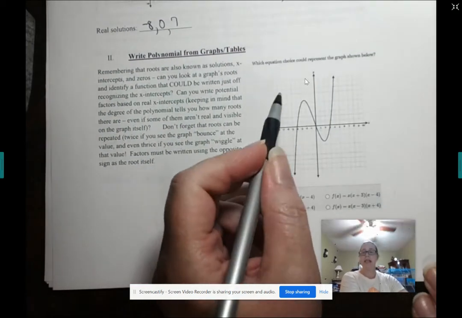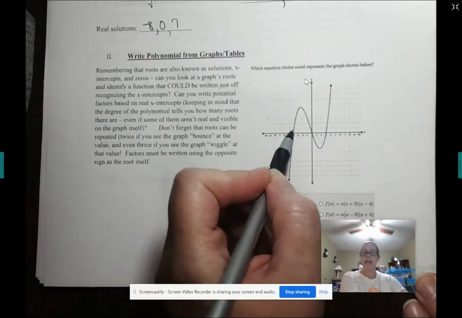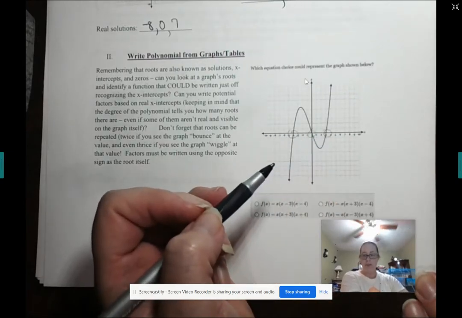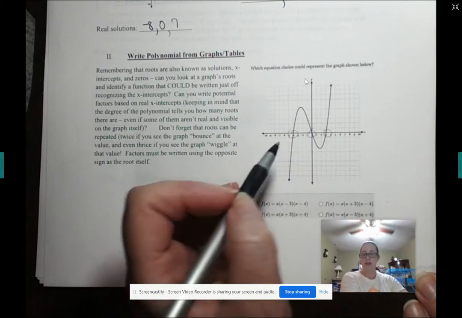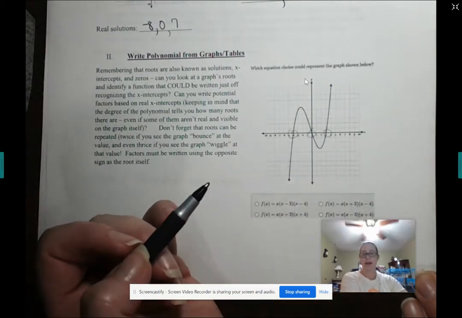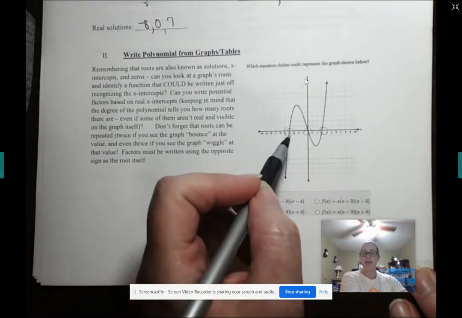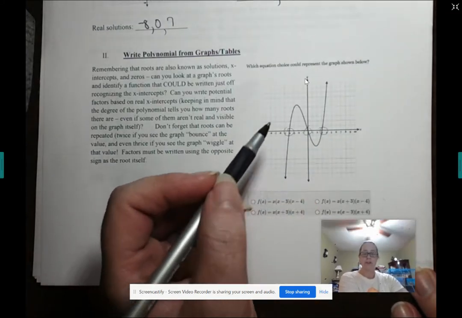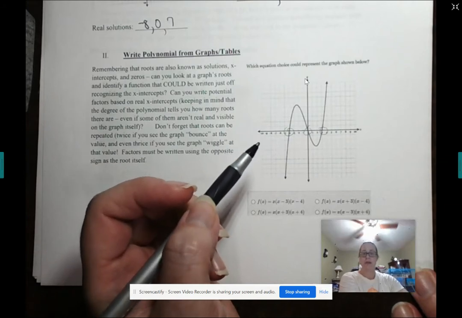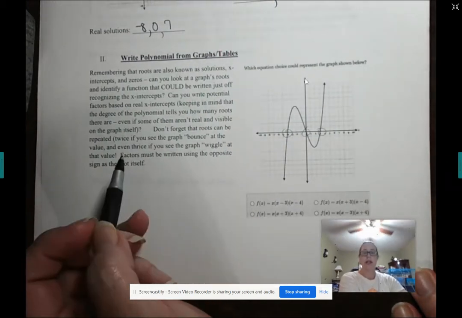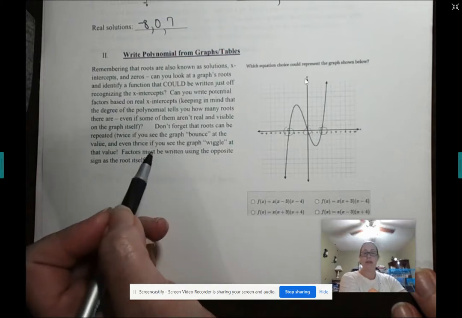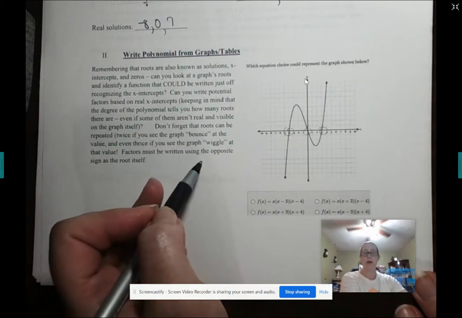So for example, this is a cubic. I see that this is crossing in 3 places. A cubic can only have 3 roots at most, and they're all visible here. So I know that all the factors that I would write for this polynomial using x will be solvable with real solutions. So don't forget that roots can be repeated twice if you see the graph bounce, and even 3 times if you see the graph wiggle.